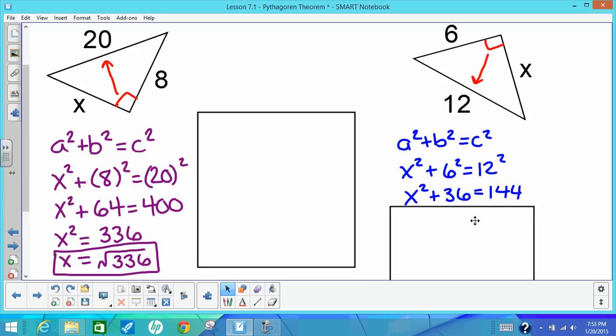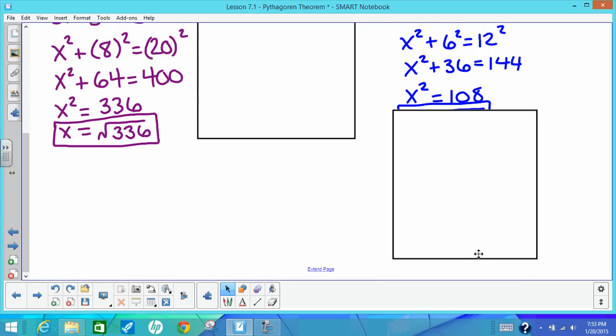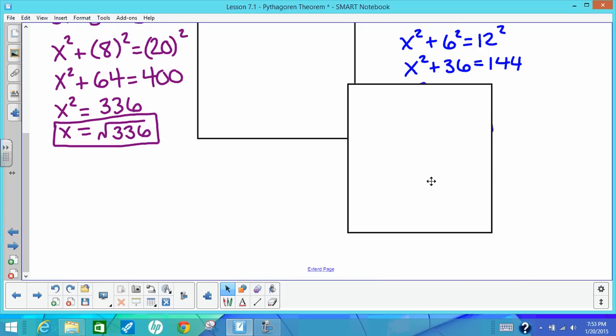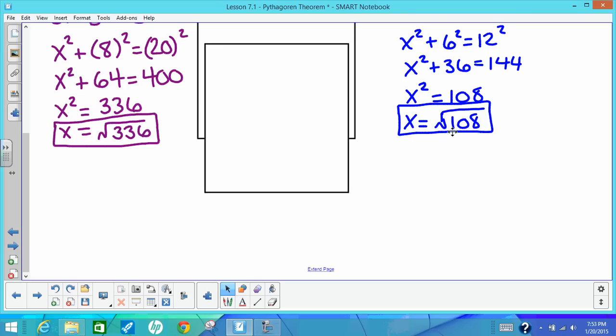Subtract 36 from both sides, and I can find the square root of both sides, and I get that x is the square root of 108. Again, as a review from algebra, we can simplify this into the simplest radical form. We're not going to want to really put it into a decimal form and round it because we're talking about the length of a side. So we'll leave it like that for now.